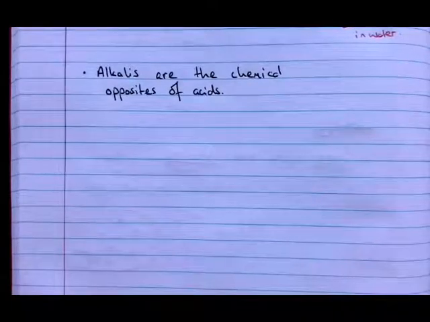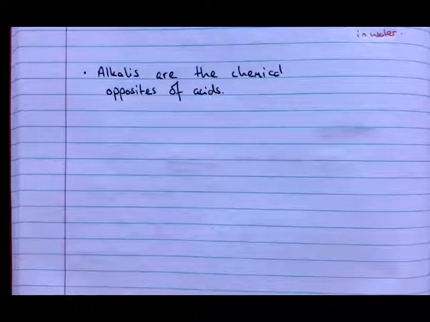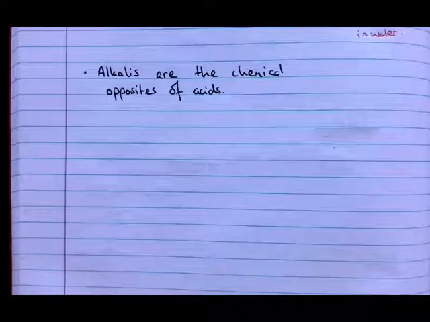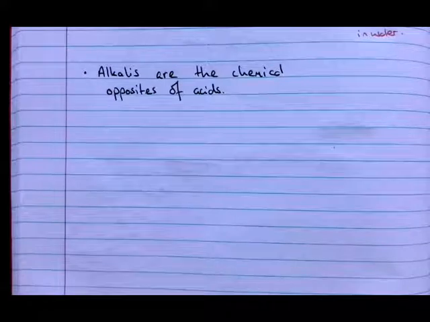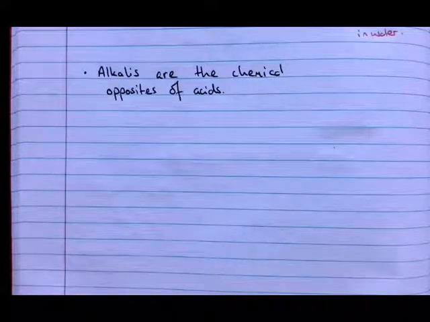Alright, so once we get into the lab, we'll be able to start looking at the actual acids and the alkalis, and you'll be able to see what these look like and what kind of reactions they do. But for now, we just have to know that alkalis are the chemical opposites of acids.